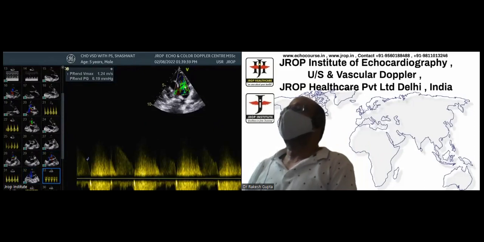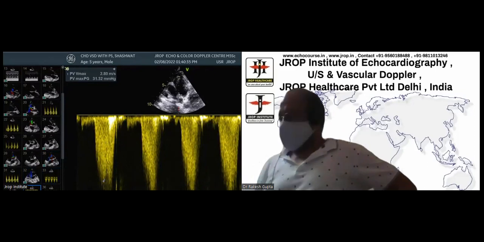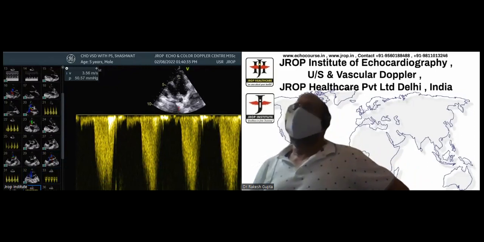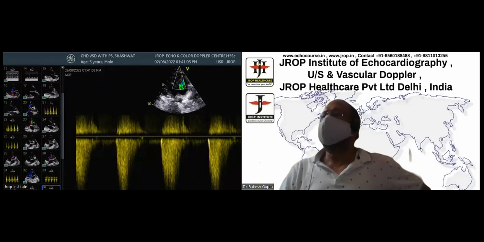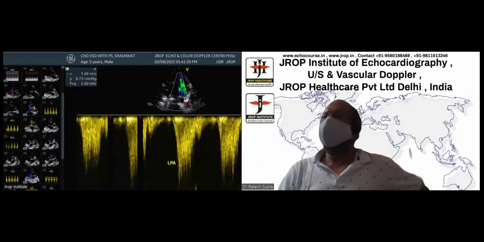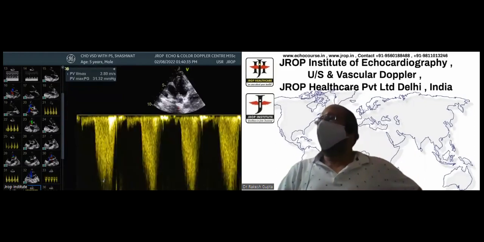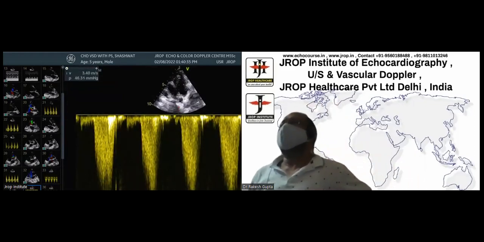There is a gradient for the pulmonic stenosis, which is almost 50 millimeters of mercury. That was a pulse wave, and this is by continuous wave, and one more gradient, LPA, RPA. But at your level, this is almost 46-50 millimeters of pulmonic stenosis gradient.